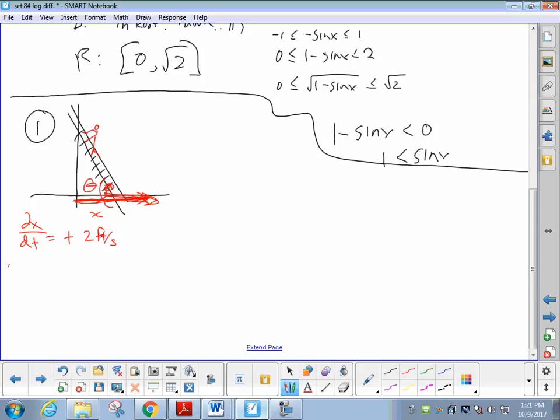They want how the angle is changing. So that's d theta/dt at the instant when this part here, which I'll call y, is 5. Would you expect d theta/dt to be positive or negative? Negative, because that angle is decreasing.